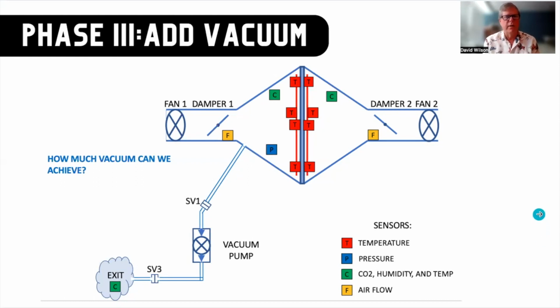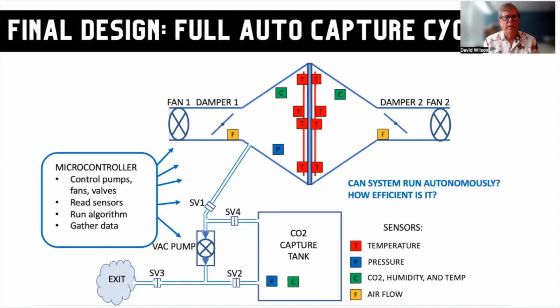And then finally, phase 4, the full design. It's going to be under automatic control of a microcontroller that will not only shut the pumps on and off and open and close the dampers, but also read the sensors and run an algorithm that should step the system through the different phases of its operation. And maybe most importantly, it gathers data on how to optimize the system. It can tell us how effective whatever sorbent we're using is, how much energy we're using, how long we should run the fans and how long we should run the heaters.